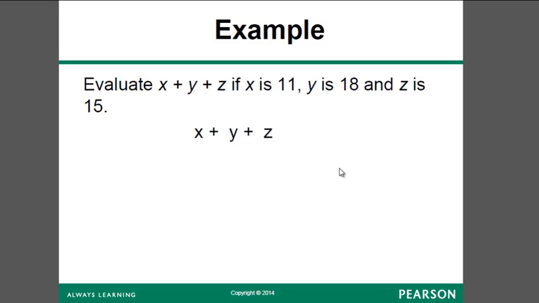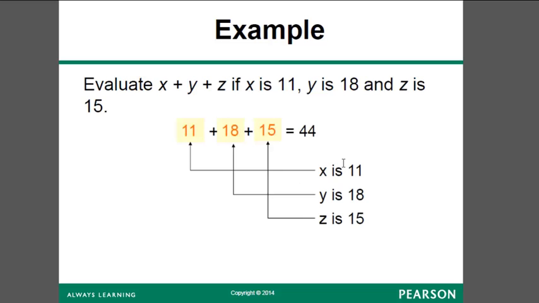Once I do so, I will then be able to add, as I have done here. Notice, x was replaced with 11, y was replaced with 18, z with 15. And then I'm going to add those up, and I will get 44. We'll begin adding in just a moment, but this is how we replace our variables with our numbers.